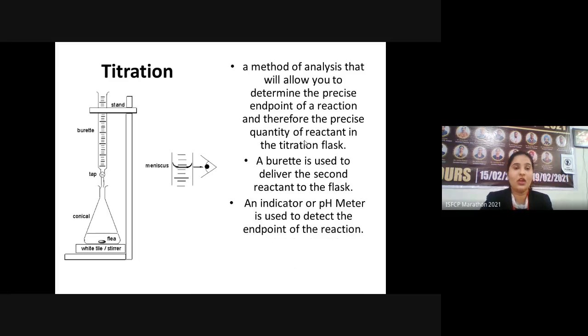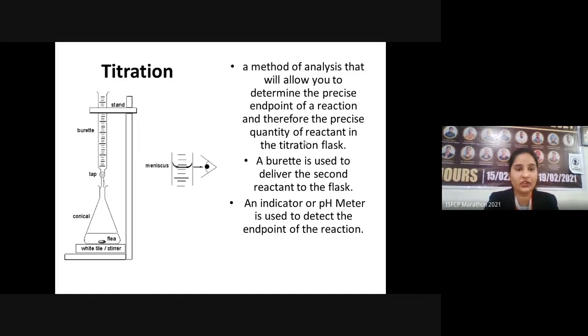Okay, so this is the setup of titration. Firstly, we have a stand, and on the stand, a burette has been fixed. Below here, we have a conical flask, and as I told you, in the burette we always take the solution whose concentration is already known to us. We take the standard solution, and in the conical flask, we take the solution whose concentration is to be determined.